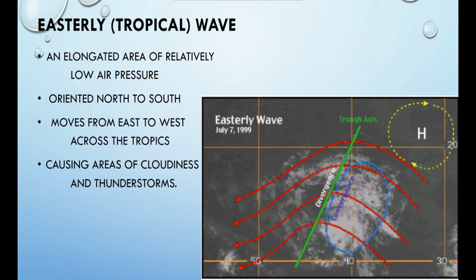Okay. Next is the easterly wave or tropical wave. This is an elongated area of relatively low air pressure, oriented north to south and moves from east to west across the tropics, causing areas of cloudiness and thunderstorms.